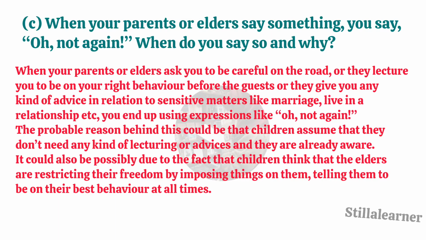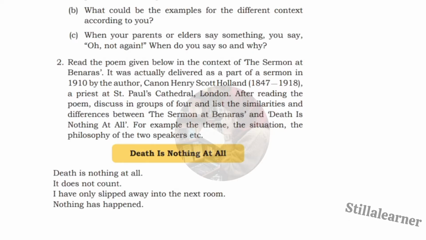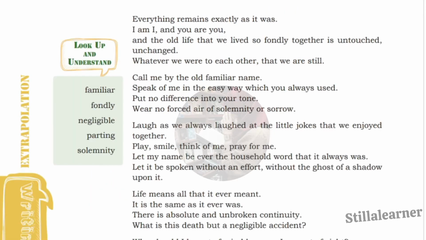It could also be possible due to the fact that children think that the elders are restricting their freedom by imposing things on them, telling them to be on their best behavior at all times. So, most of the children will get irritated when they get advice from their parents, elders, or sometimes from their teachers also. They all give the advice for your best only, for your right behavior in the future, for your bright future. But they think that they are just restricting them, taking away their freedom, not letting them be free.